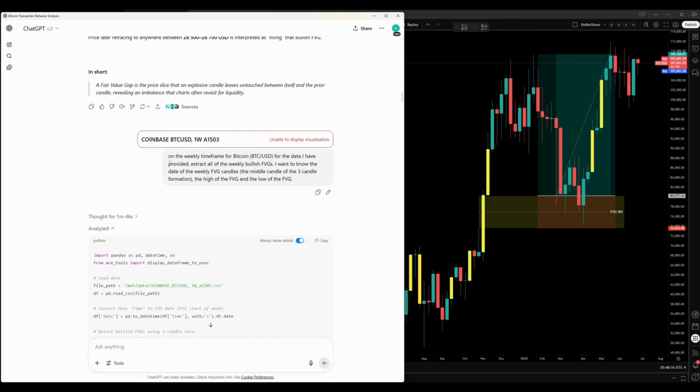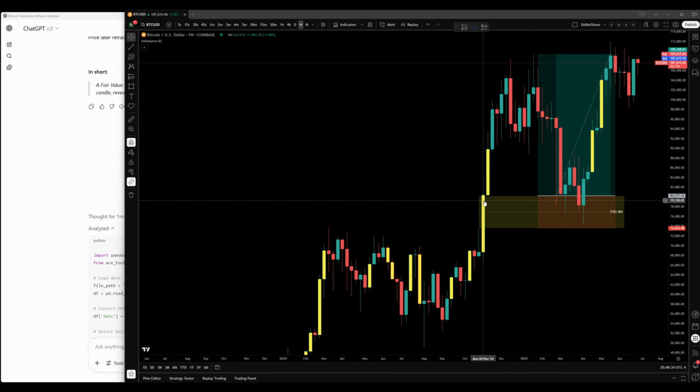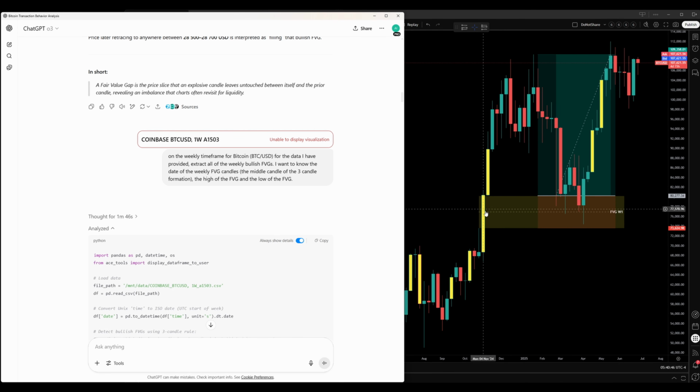So what I said was, on the weekly time frame for Bitcoin, for the data I provided, extract all of the weekly bullish fair value gaps. I want to know the date of the weekly fair value gap candles, which is the middle candle of the 3-candle formation, the high of the fair value gap and the low of the fair value gap. So for instance, this fair value gap occurred on the 4th of November 2024. This was the low, this was the high. This is the information I want. Okay, I want to know when the fair value gap occurred and between what prices.